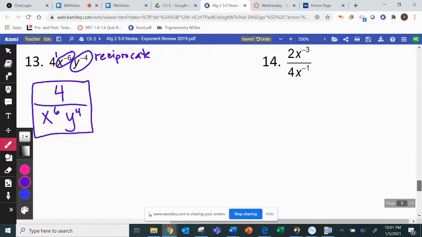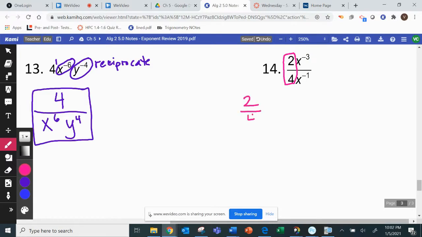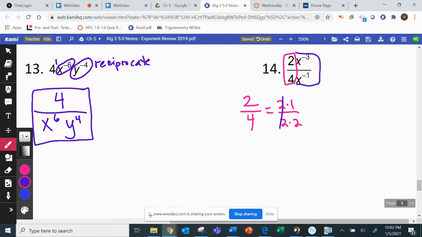Okay, and then this one here, there's a few different ways that you could do it, but I'll go ahead and start with the numbers. Now 2 over 4, hopefully you can reduce that without having to do this next step, but I want to show you the next step so that you can see how it works every time. When we reduce, we can factor out a 2 from the top and the bottom and cancel them. And then these are dividing. There's 2 ways we could do this. These are dividing, so I am going to do subtraction.